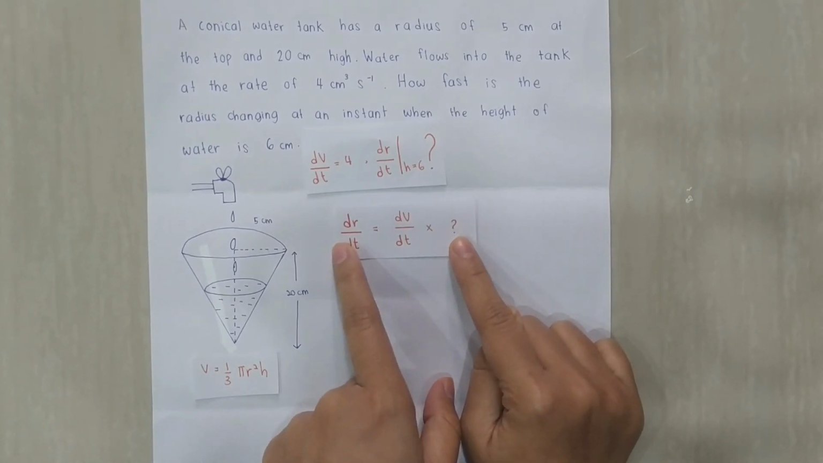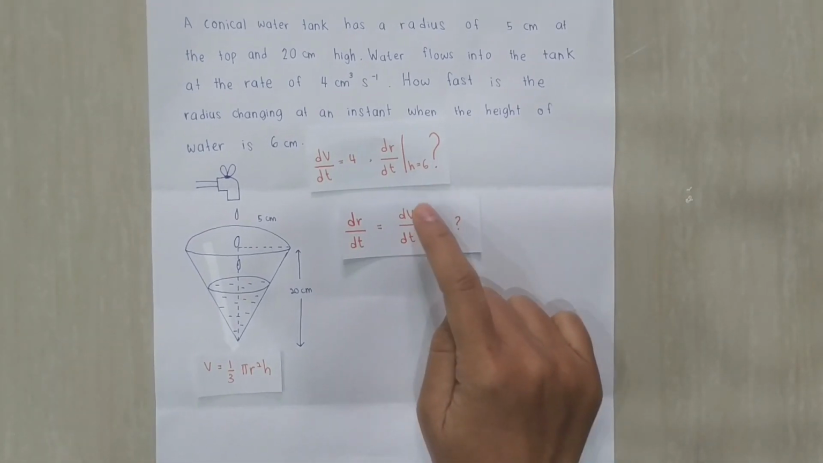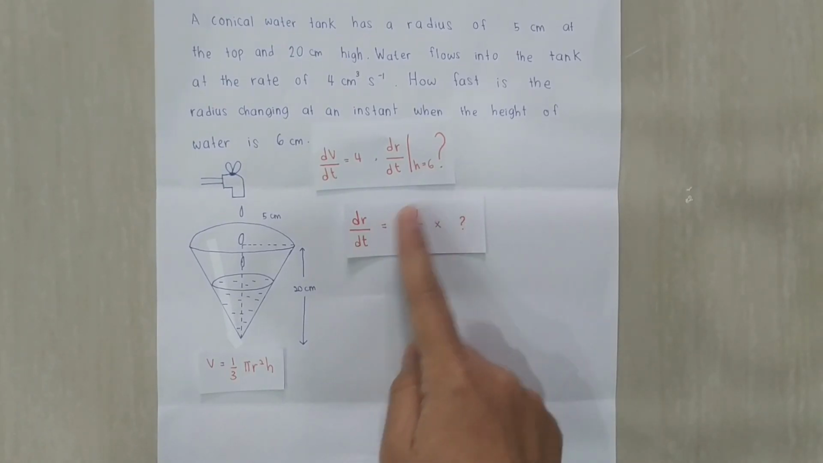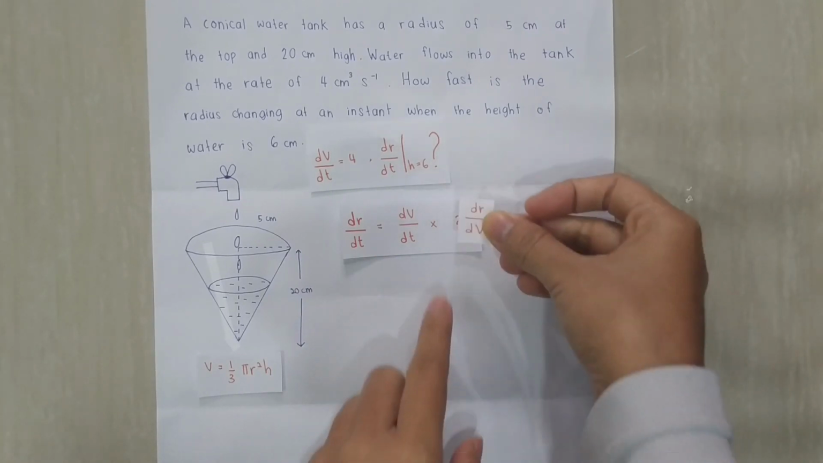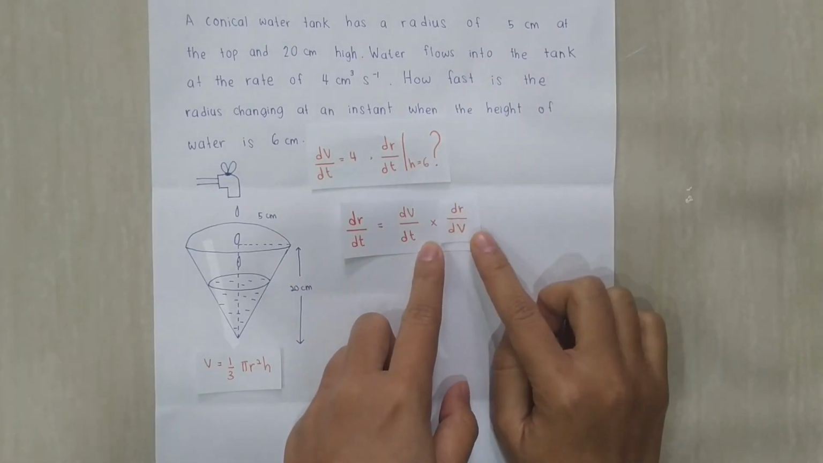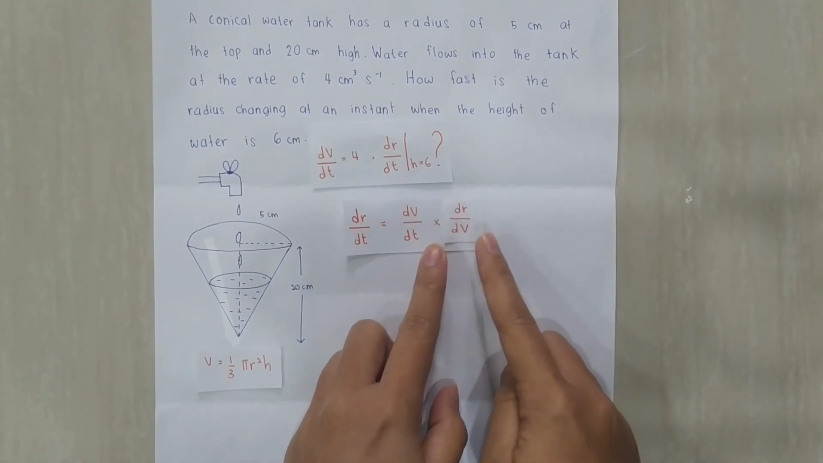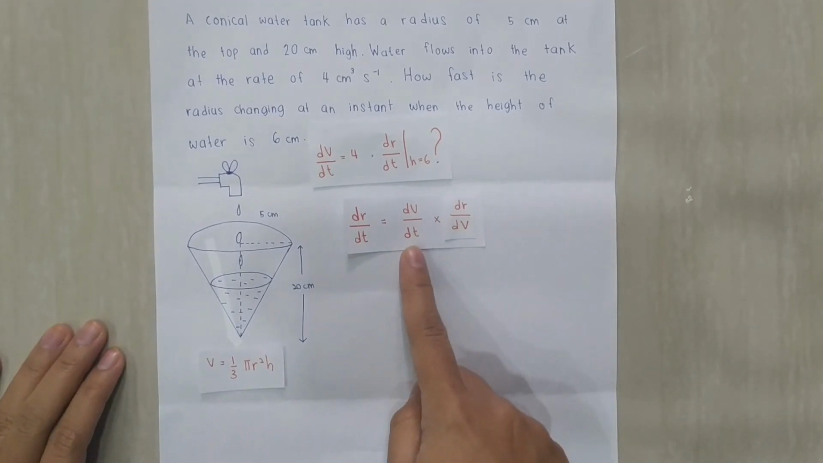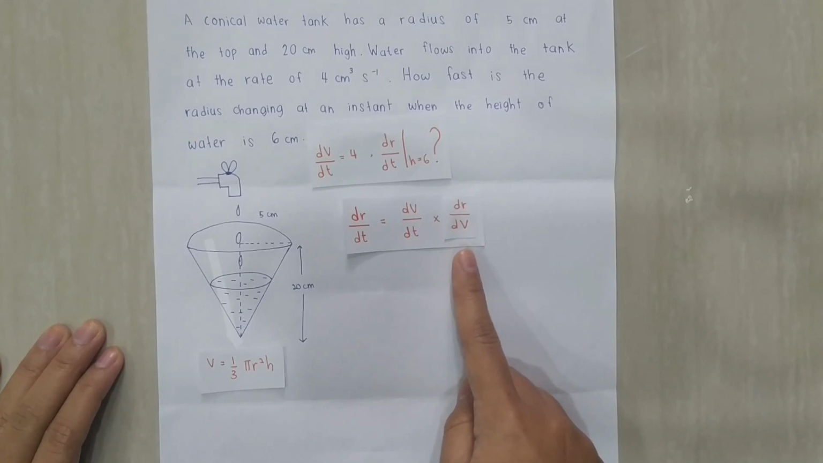How do we know the one more term? It should be such that when we cross the dV here, because we don't want dV, we want dr over dt, we can get dr over dt again. So let's put dr over dV. When we cross this one, we get dr over dt back. So we have the value of dV over dt. Now we have to find dr over dV.